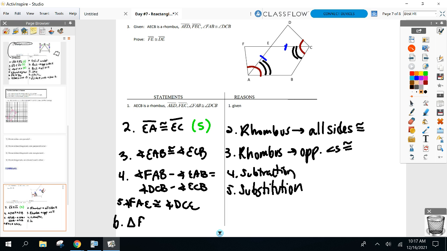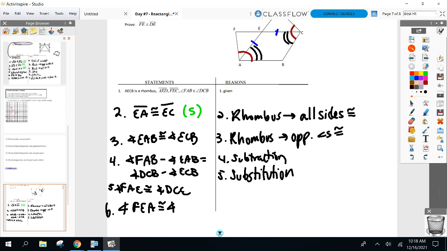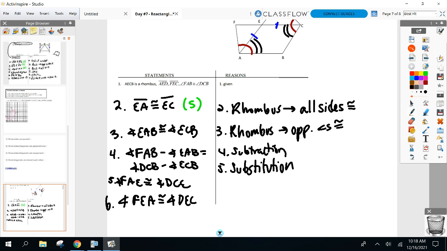Triangle FAE congruent to triangle... Oh, no, I don't. Nope. Relax. I caught it. You didn't get me. Sorry. Still missing what? Vertical angles. I talked about it, but never put them in. Angle FEA and DEC. And then we're good finishing this.